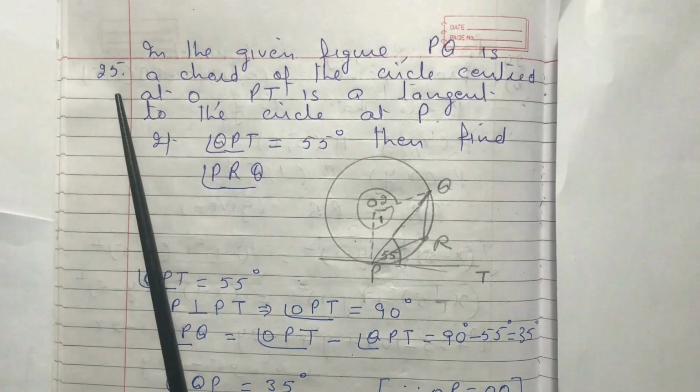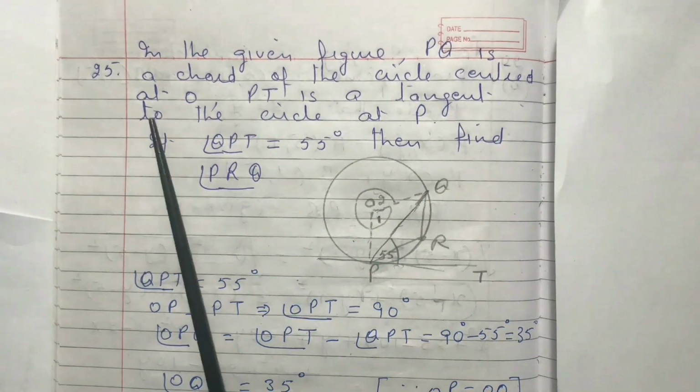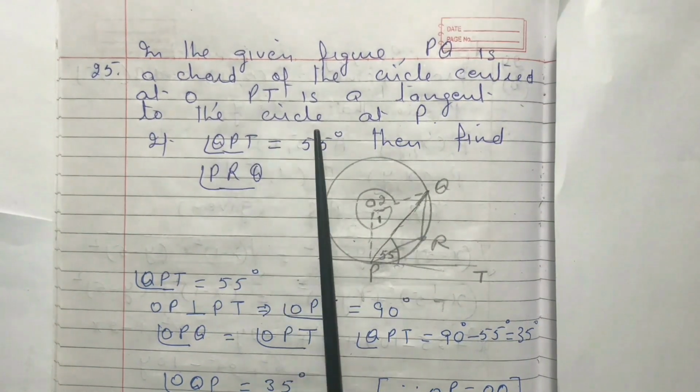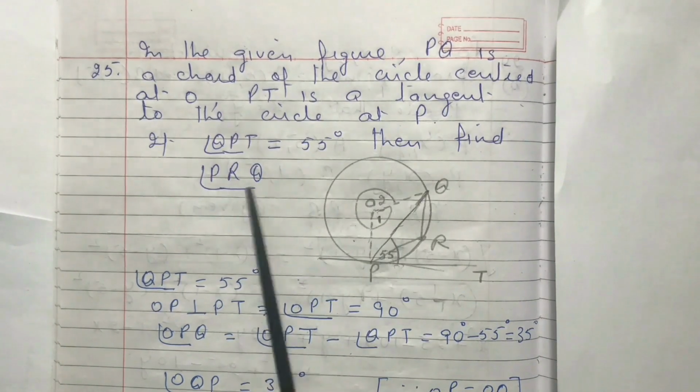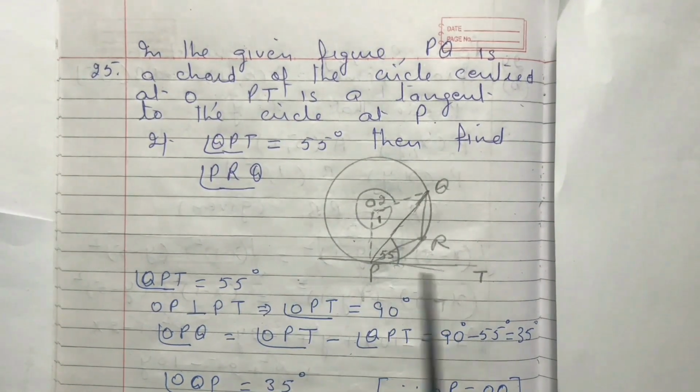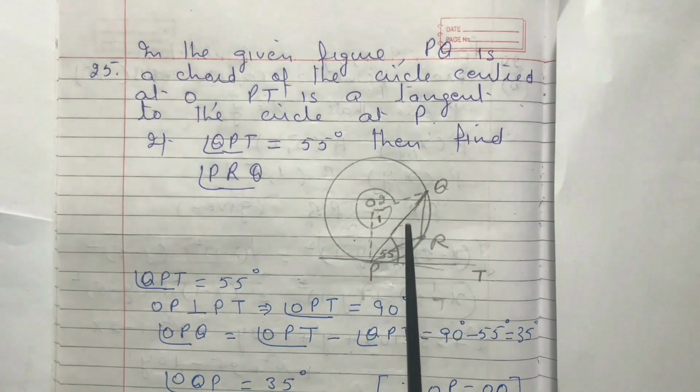Now this is question number 25. In the given figure, PQ is a chord of a circle centered at O. PT is a tangent to a circle at P. If angle QPT is 55 degrees, then find angle PRQ. Now QPT is given 55 degrees. I am to find PRQ. I am to find this angle.